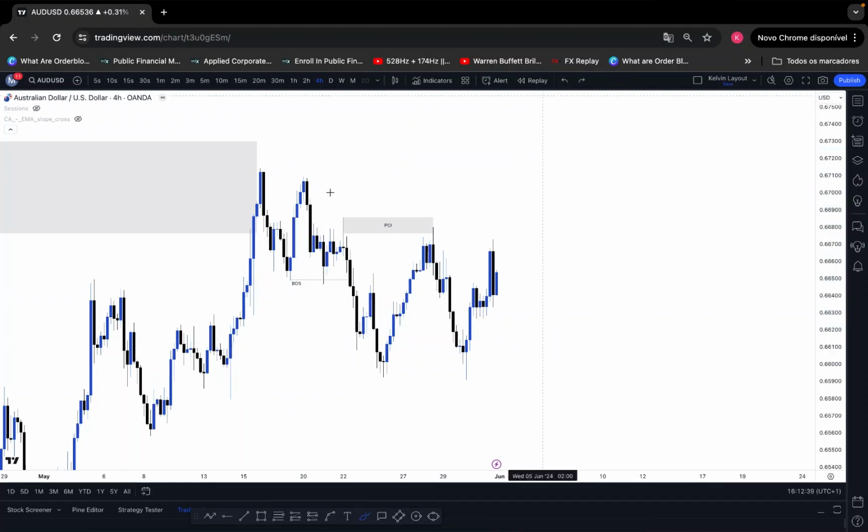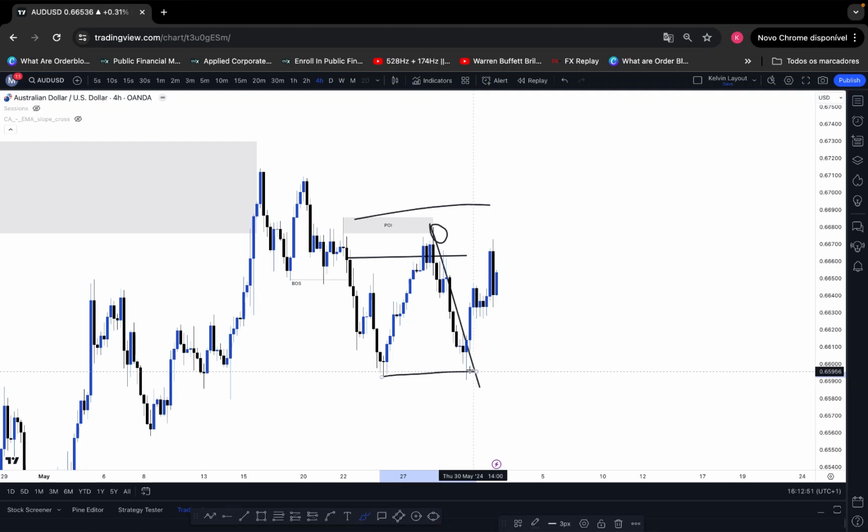So we have a shift right here in structure with this change of character, and then price comes into this supply zone right here, right? And we can see the reaction, the current reaction up to this point. I wanted to see price closing below, but price failed to close below the 4-hour previous low.